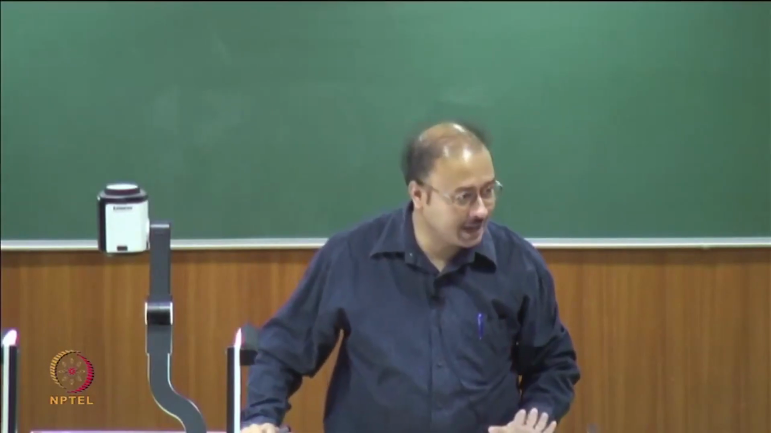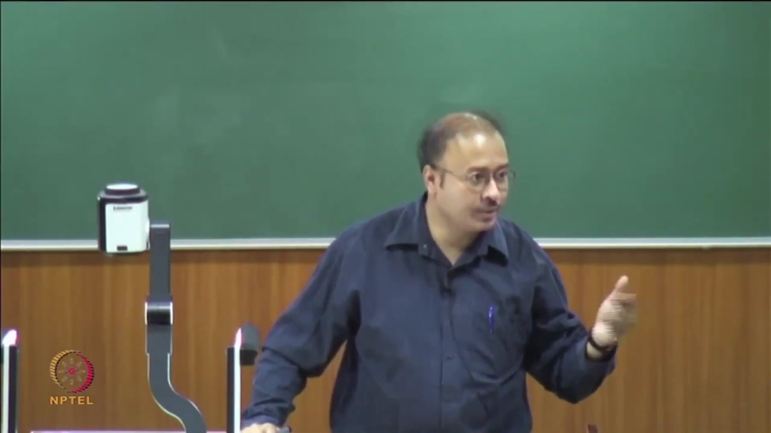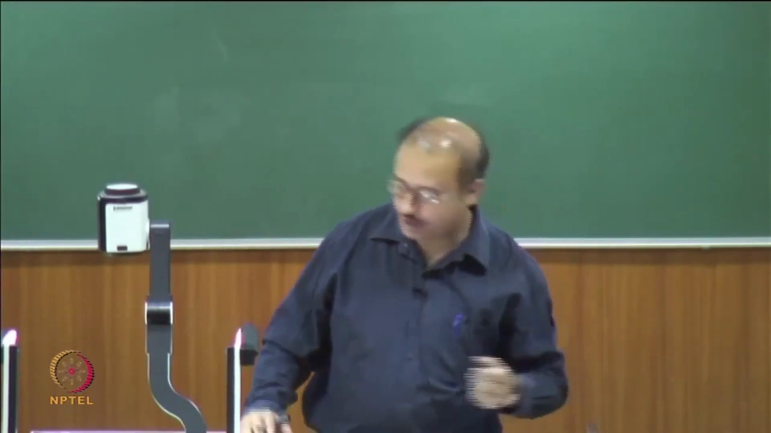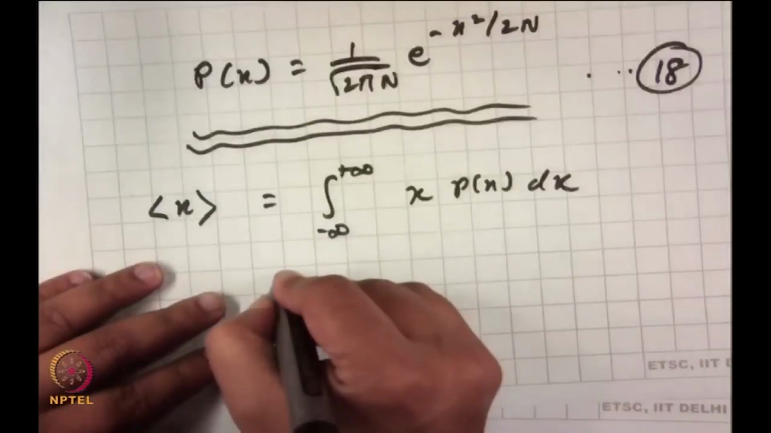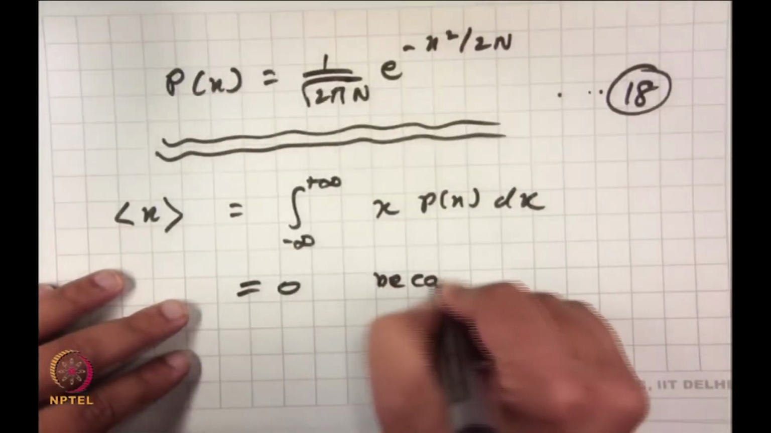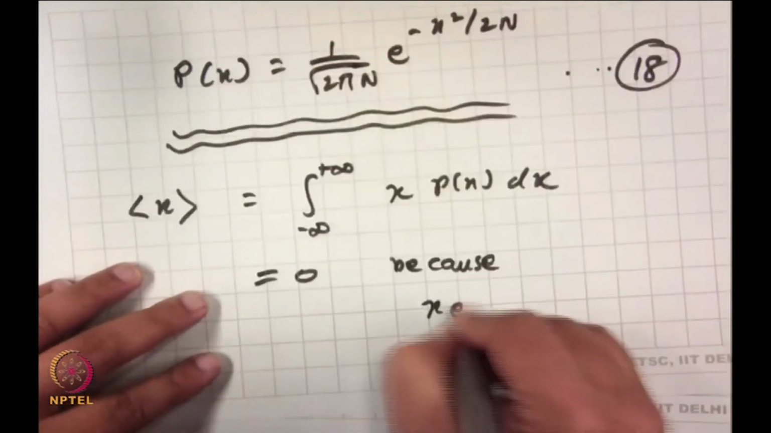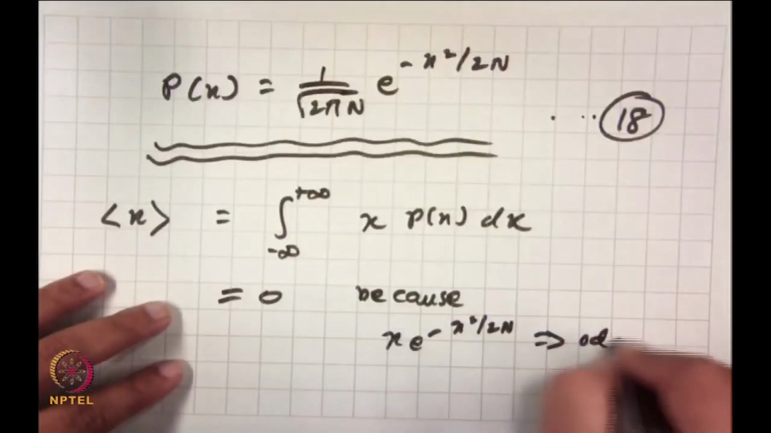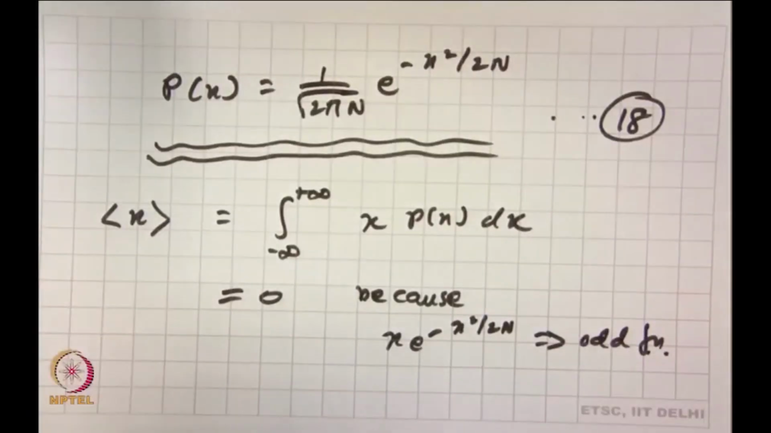Can everyone recognize why it will come to 0? Why? Because x times, you leave that constant out, e to the minus x square over 2n, is it an odd function or even function? It is an odd function. So, this would go to 0, because x e to the power minus x square over 2n is an odd function.